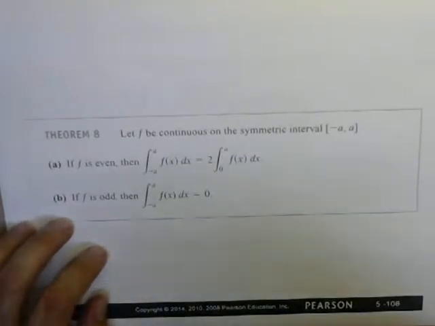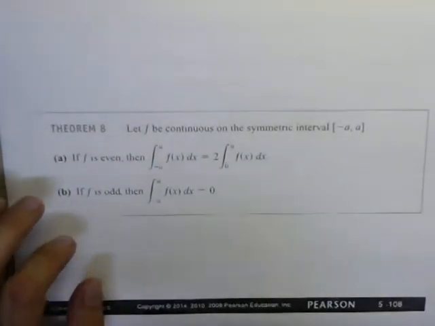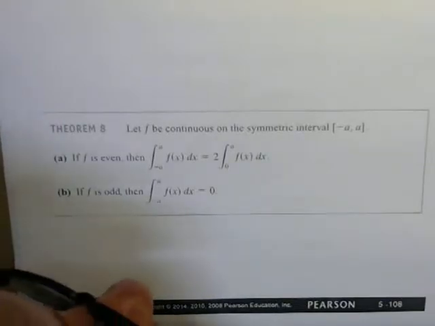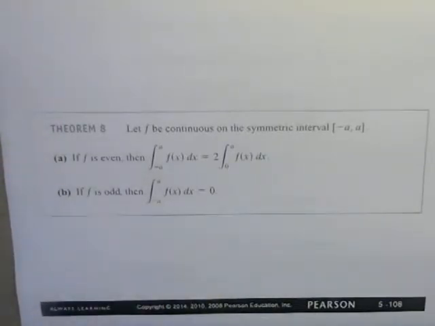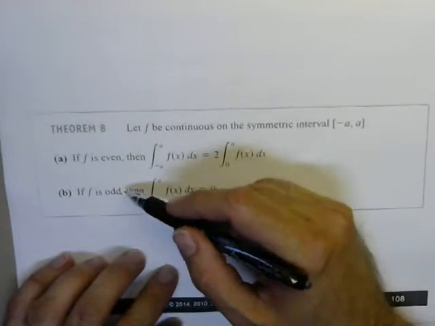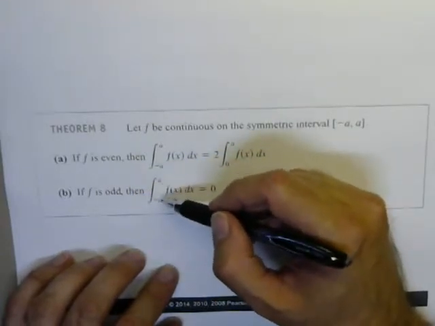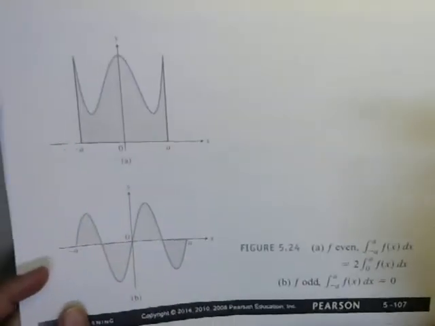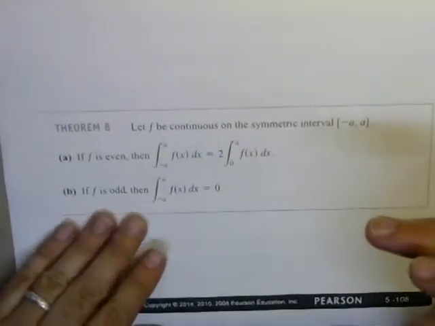So theorem 8 says let f be continuous on some symmetric interval. If f is even, then the integral from negative a to a of f of x, like I said, is equal to 2 times that, and if f is odd, right, and it goes from a to negative a, you'll get 0. So this is just basically a restatement of what I had here.